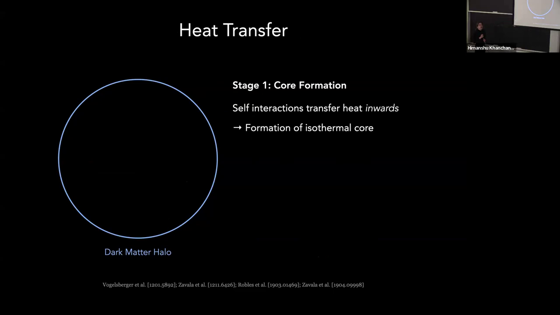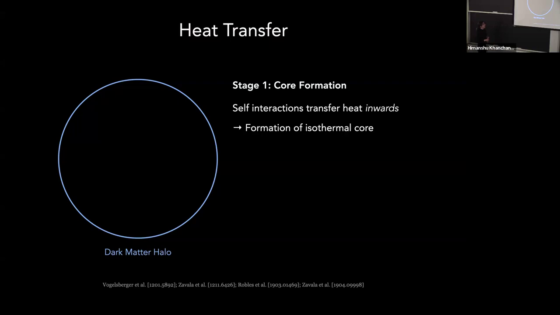I think the self-interacting picture is so beautiful because of how it affects the way dark matter halos form. It's a very different picture from cold dark matter, where we just think, okay, I form this NFW halo and that's that. But when we allow the dark matter to interact with itself, it gives us a means of transferring heat from one region of the halo to the other. And this actually occurs in two different stages.